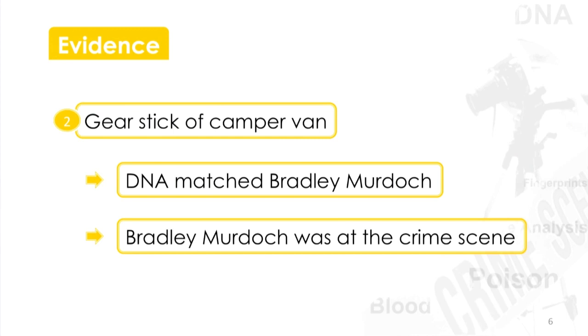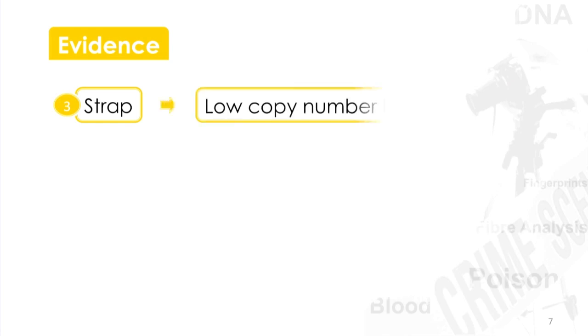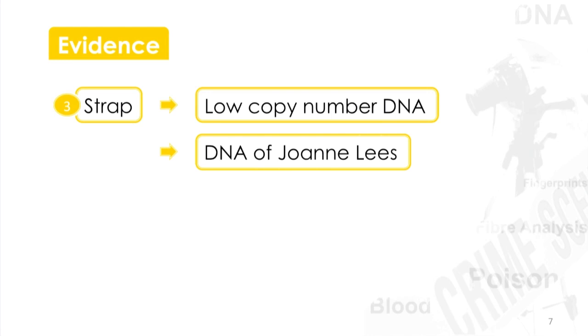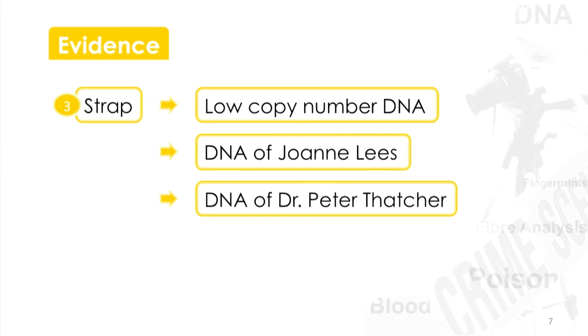And then the third piece of evidence is the strap that was used to tie Joanne Leese's hands. There was not much DNA that could be extracted from it, so they had to rely on low copy number DNA. And they were able to extract from it the DNA of Joanne Leese. It had been tied around her wrists, so obviously it would have her DNA. They were able to extract from it the DNA of a man called Dr. Peter Thatcher. Well, who was he? Well, he was one of the forensic scientists, and his DNA had contaminated this sample.